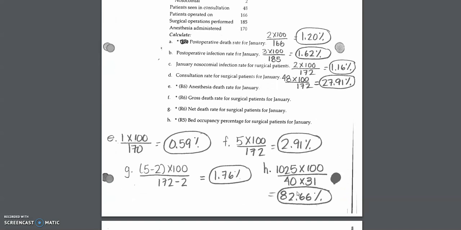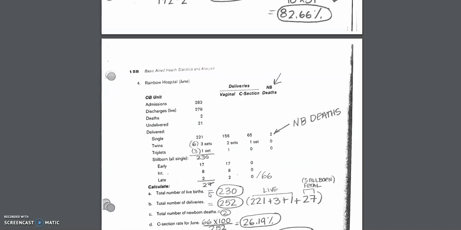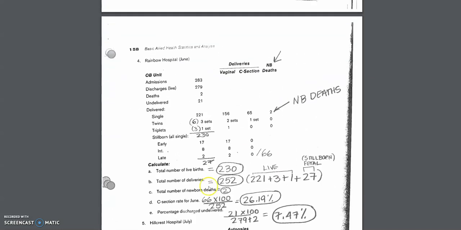Then if you scroll down to the bottom, you can pause it here and check yourself on the practice death rates and the bed occupancy rate. Hopefully you got those correct. So we're going to switch on over to Rainbow Hospital and get a little more practice with live births and deliveries, because that's a really important concept, because again, you're trying to work that into a C-section rate, so your numbers need to be right.